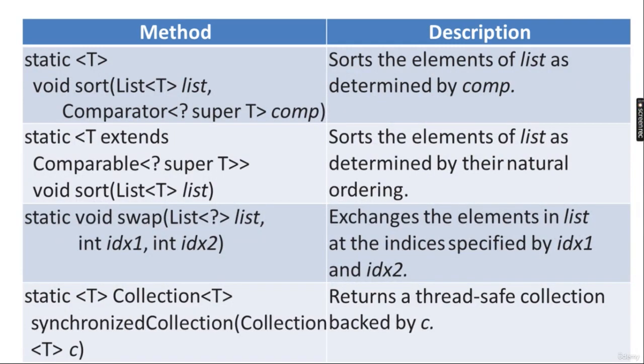static <T> void sort(List<T> list, Comparator<? super T> comp) sorts the elements of the list as determined by the comparator. static <T extends Comparable<? super T>> void sort(List<T> list) sorts the elements of the list as determined by their natural ordering. static void swap(List<?> list, int idx1, int idx2) exchanges the elements in the list at the indices specified by idx1 and idx2. static <T> Collection<T> synchronizedCollection(Collection<T> C) returns a thread-safe collection backed by C.